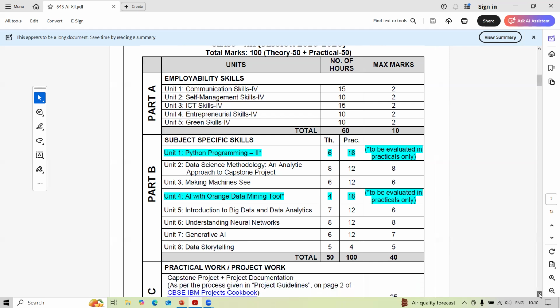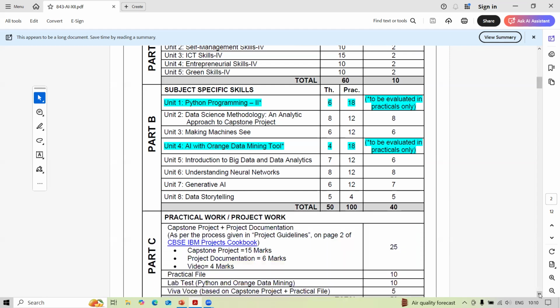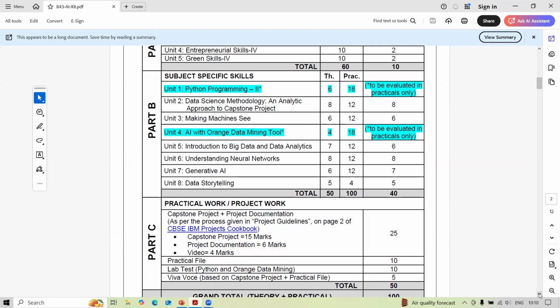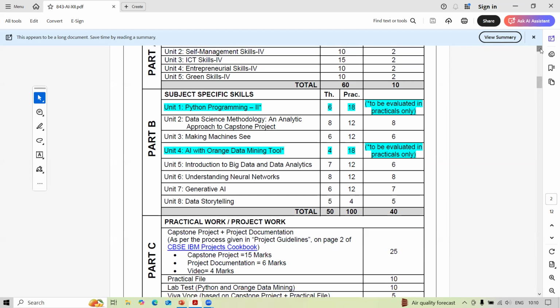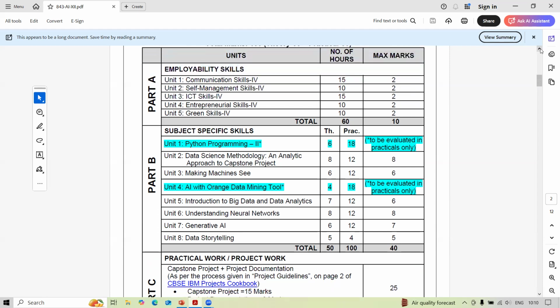And the rest are based on your files. Okay. So viva and all that. So the basic practical training is to be done from these two portions. Okay. Now Python programming, because we had done the majority of it in class 11, it's up to you how much you want to practice.